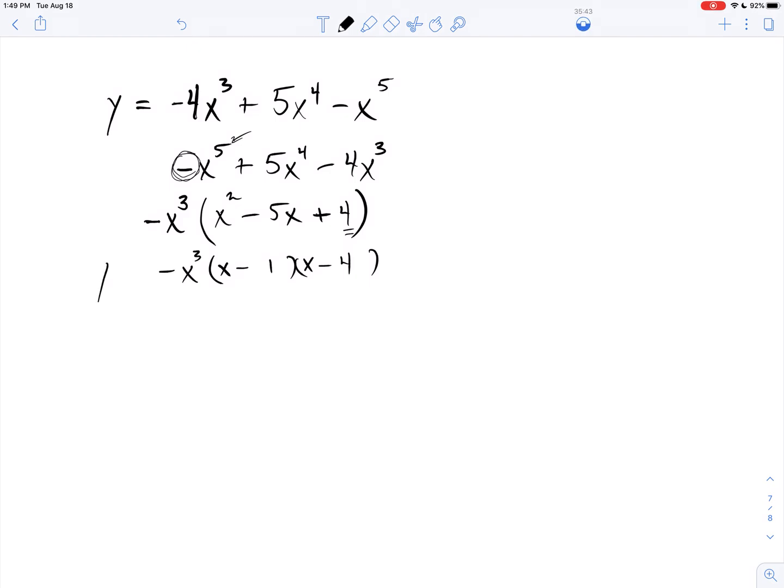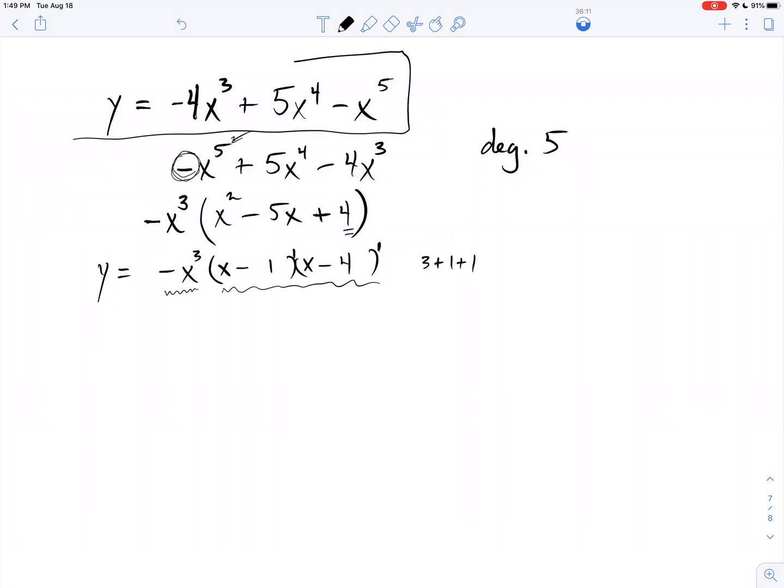So what did I do? I broke it down. I said, hey, let's factor this thing up. I took out the negative high-powered GCF. I was left with a trinomial that factored into these two components. There's a 1 here. There's a 1 here. 3 plus 1 is 5. This thing is degree 5 if I add up their powers here. Or if I look at the original problem, the highest power tells you what the degree is.